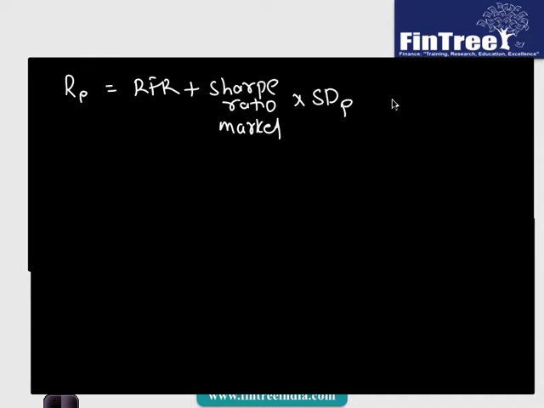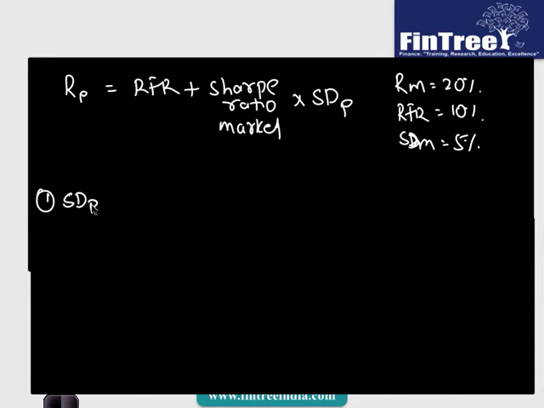So let us say the data given in the question is like this: return on market is 20%, risk-free rate of return is 10%, standard deviation of market is 5%. Now the first question: a client expects to take a risk, so the standard deviation of the portfolio is given as, let us say, 6%. What is the rate of return that the client should expect to earn?